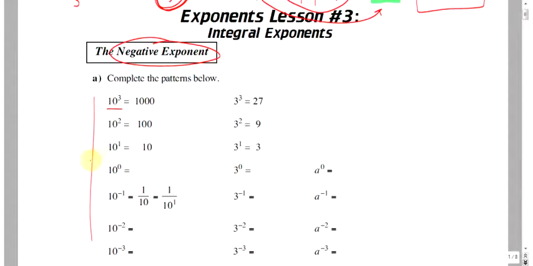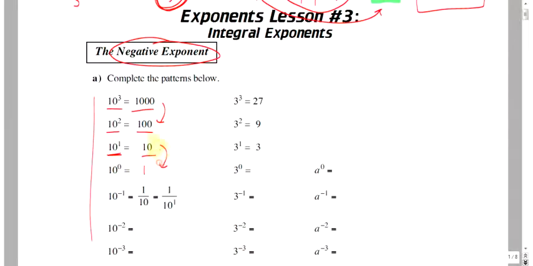10 cubed, that's 10 times 10 times 10. That's 1,000. 10 squared is 10 times 10. That's 100. This is one less 10, right? If I divide this by 10, I get this. If I take 100, divide it by 10, I get 10, right? 10 to the 1 power, that's 10. 10 to the 0, well, you can think anything to the 0 power is 1.